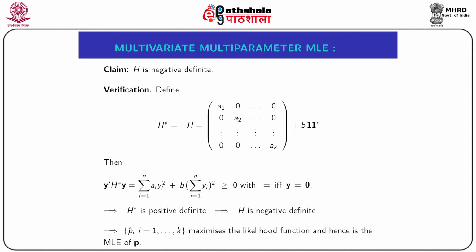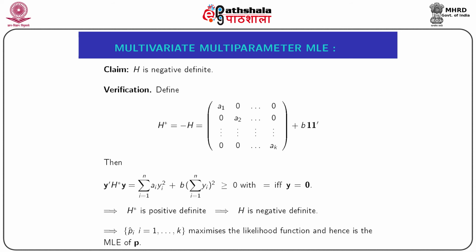We can verify it by defining another matrix H star, which is equal to minus H. Now, H star, that is minus H, can be expressed as a matrix whose diagonal elements are A1, A2, ..., AK and the off-diagonal elements are 0, plus another matrix which is the scalar B times the sum vector 1 curl into 1 curl prime. By expressing the matrix H star this way, we can now show that H star is a positive definite matrix.